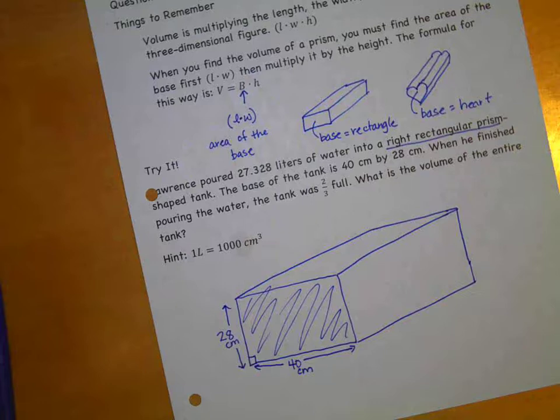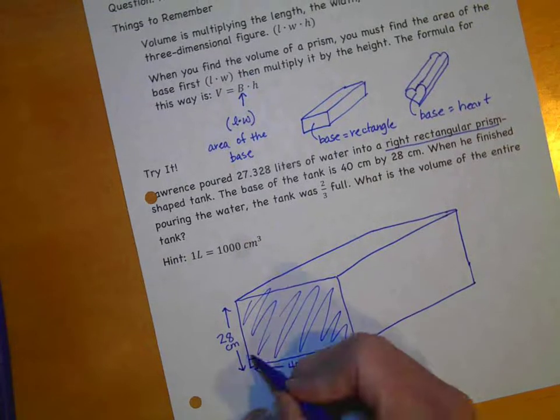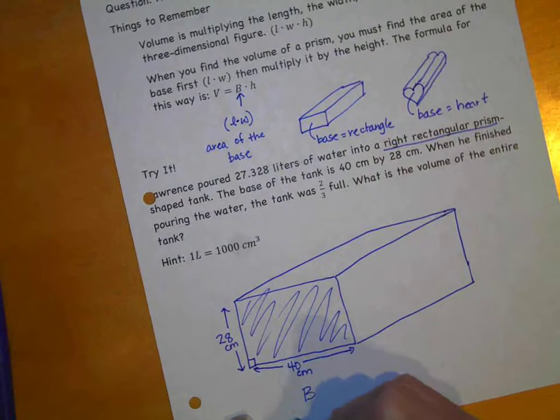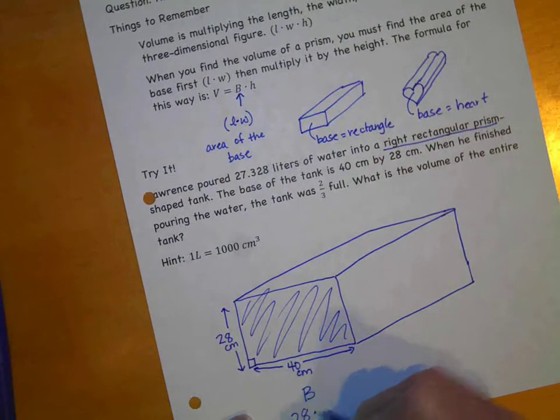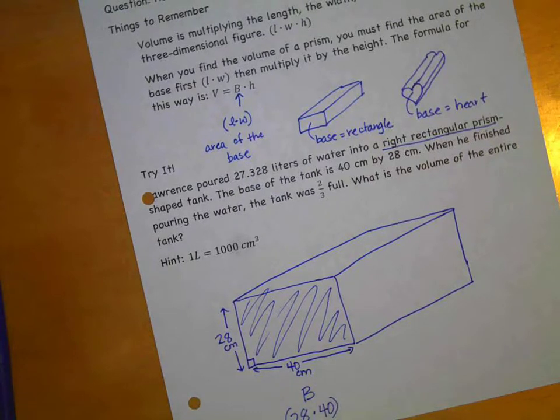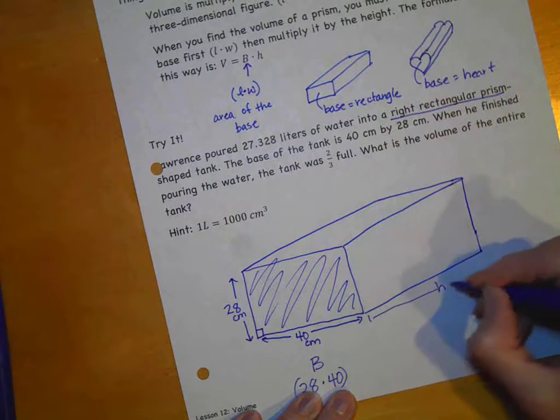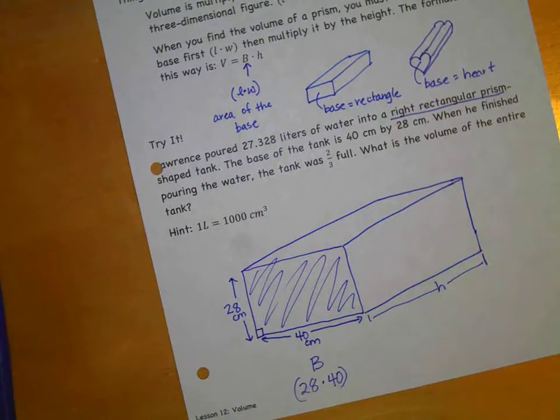So if we remember how to do this, what we are supposed to do is take the big B, which is the area of the base. So we're going to take 28 times 40, because that's how you find the big B. And then we have to multiply it by the height. This is the height. How long is your prism?